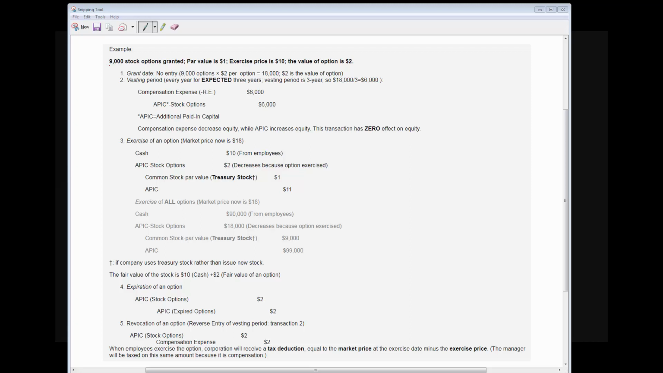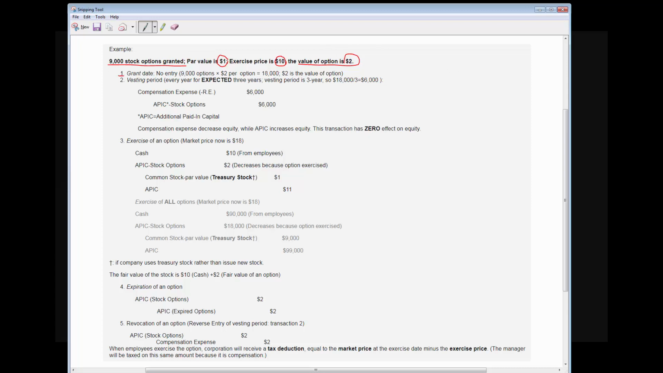We assume there are 9,000 stock options granted to employees, and the par value of the common stock is $1, and the predetermined exercise price is $10. So during the exercisable period, the employee can exercise the stock option by buying the stock at $10, no matter what the market price is going to be. And also the value of stock option, $2, is calculated by using the Black-Scholes model. So this is another topic of this class.